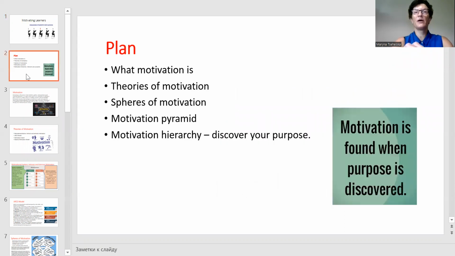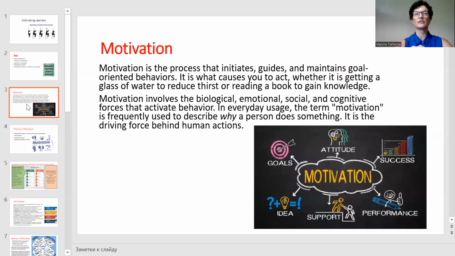So we'll talk about what motivation is. We'll briefly look at the series of motivation, spheres, and motivation pyramid. And finally, as in previous videos, we'll look at the schema that I have developed for you so that we could structure everything about motivation and make this knowledge helpful to us as teachers.